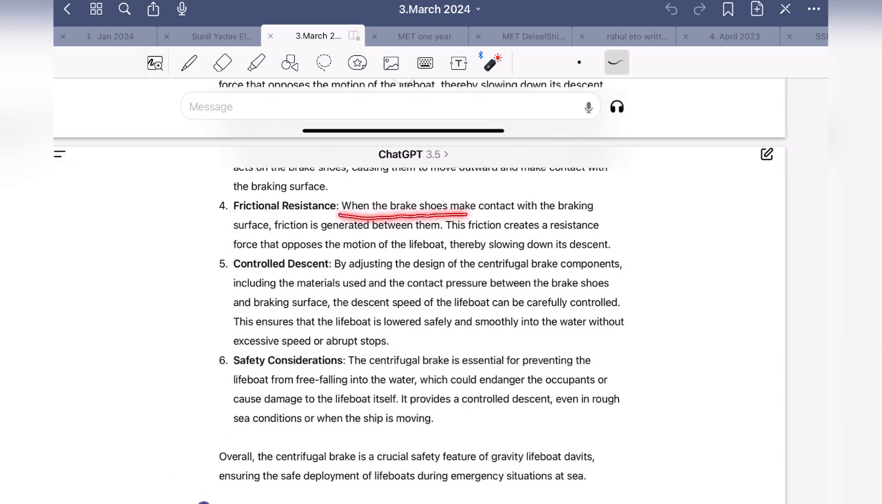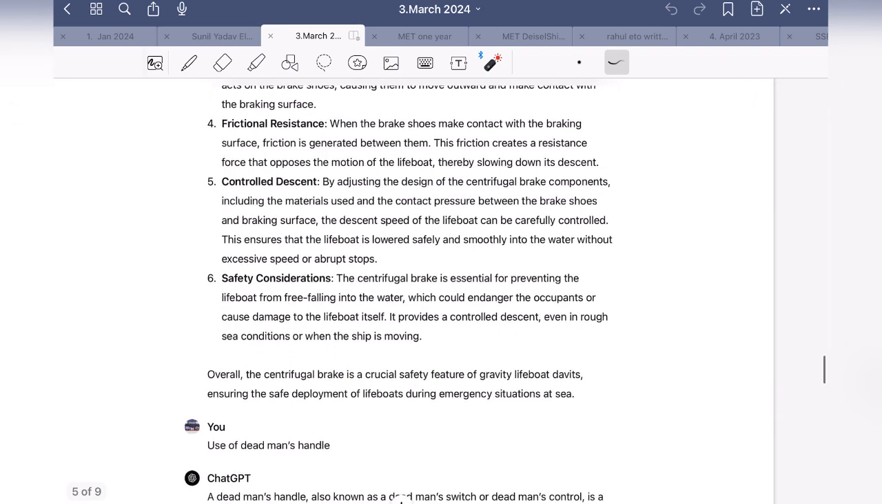Now, the fourth point, frictional resistance. When the brake shoes make contact with the braking surface, friction is generated between them. This friction creates a resistance force that opposes the motion of the lifeboat, thereby slowing down its descent. Controlled descent. By adjusting the design of the centrifugal brake components, including the materials used and the contact pressure between the brake shoes and braking surface, the descent speed of the lifeboat can be carefully controlled. This ensures that the lifeboat is lowered safely and smoothly into the water without excessive speed or abrupt stops.